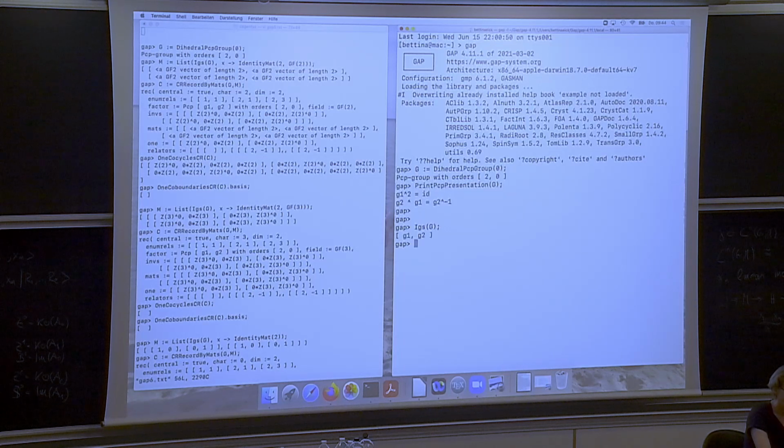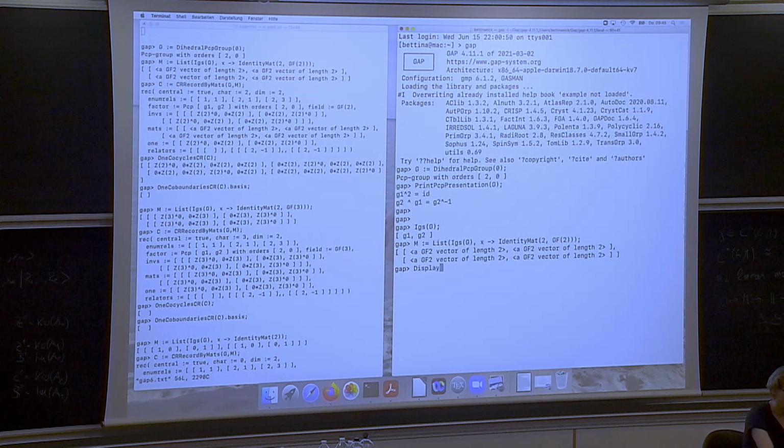It's just a form of accessing the generators corresponding to the PCP presentation in a polycyclic group. And then M, you take these IGS generators. Each of them, in this case here, gets mapped to an identity matrix, and I thought we'd take a two-dimensional one over the field with two generators.